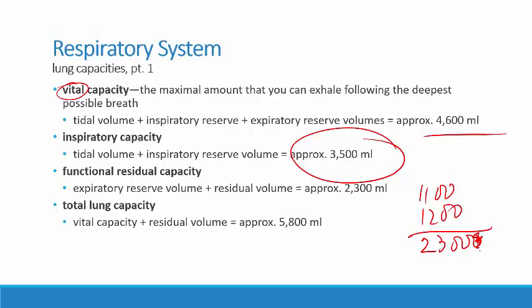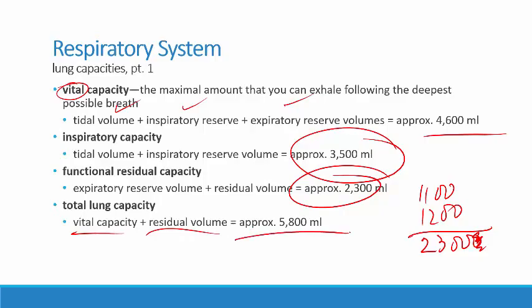And then last of all is the total lung capacity. So this is the amount of air that we can squeeze out of you after you took a maximal inhalation and we ran a steamroller across you to squeeze out everything that was in your lungs. So that's the vital capacity, which is, of course, tidal volume, inspiratory reserve, and expiratory reserve, plus that residual volume that we ran the steamroller over you to get the air out. So that would be everything added together for a total of 5,800 mils for the average person.